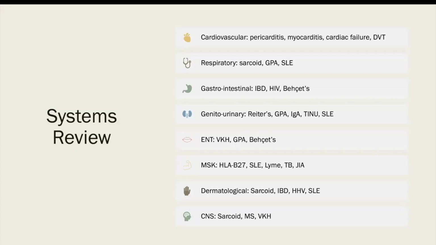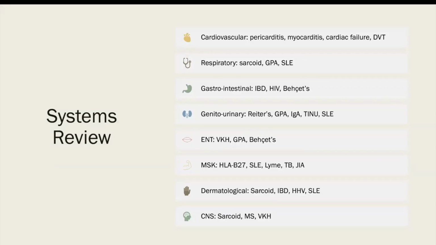But when you've got your recurrent cases and you've got somebody sat in front of you that looks a bit different to your usual case, you may want to do a quick little run through in terms of their systems. So, do they have any history of pericarditis, myocarditis? Do they have cardiac failure? Do they have any evidence of sarcoid, SLE? Do they have inflammatory bowel disease? Do they have any issues with the genitourinary system? Are you thinking it might be renal in origin, or do they have reactive arthritis?